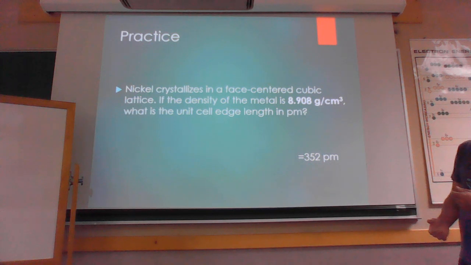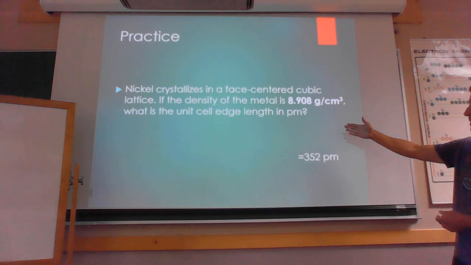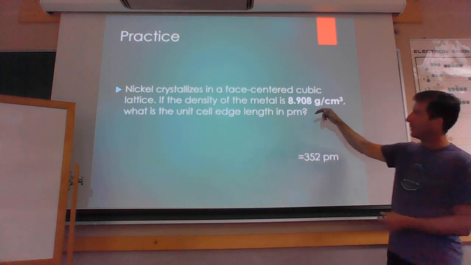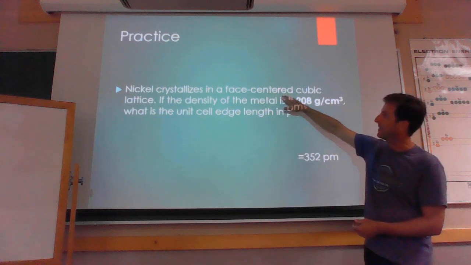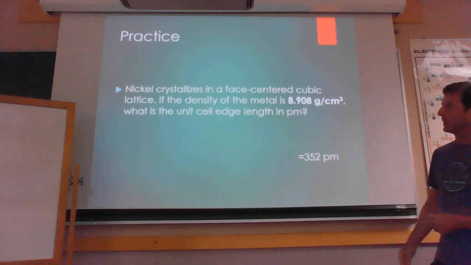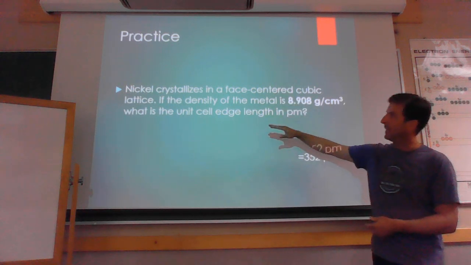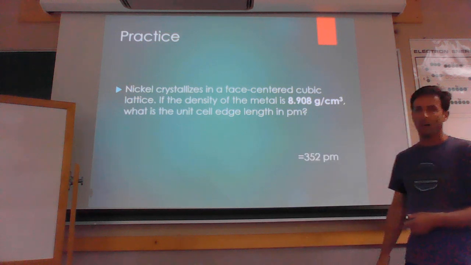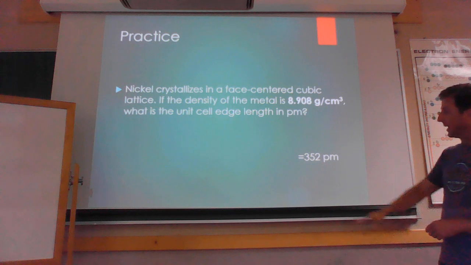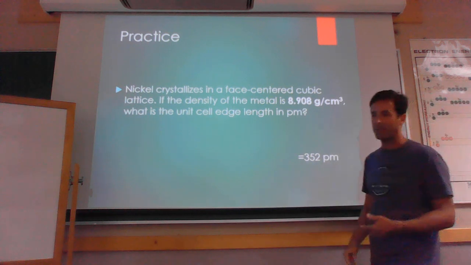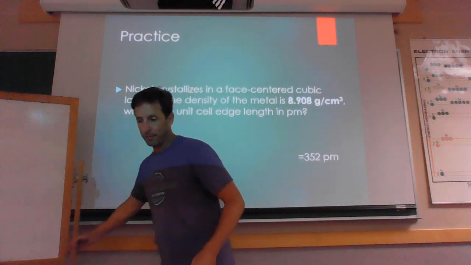So they're providing to us the density of the metal, and then they want to know, given the density of the metal, knowing that it's nickel, and knowing that it's a face-centered cubic arrangement, can we calculate the edge length of the unit cell? So how long is one side of the unit cell? Okay, now the answer is given here, but let's take some time to work through the math.